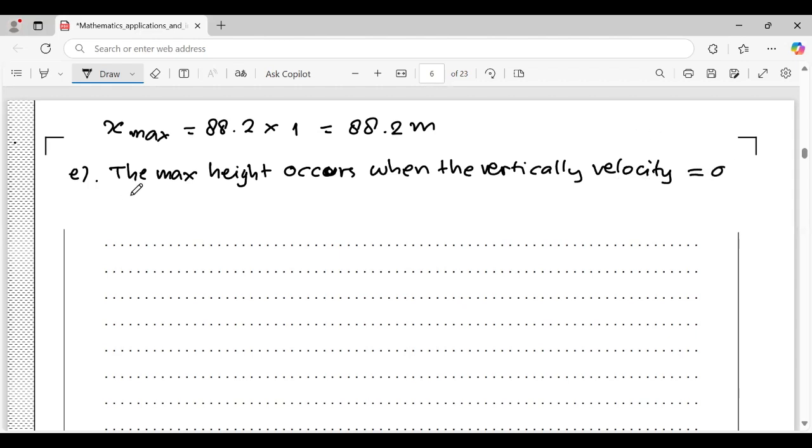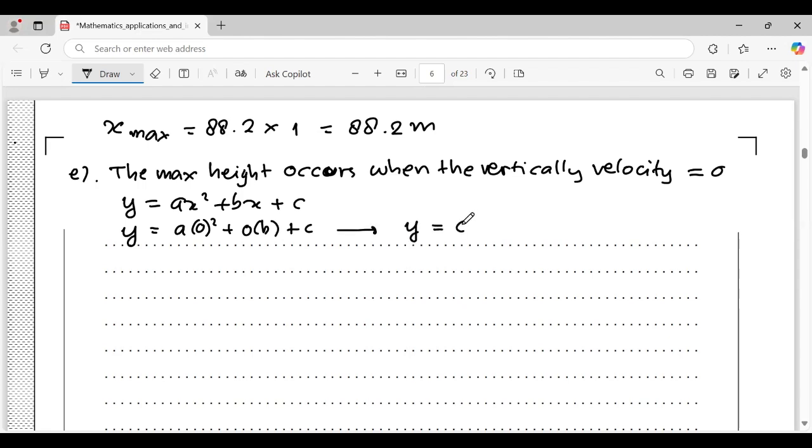So y equals ax squared plus bx plus c. We can write y equals a times 0 squared plus 0 times b plus c. So the implication is y equals c.